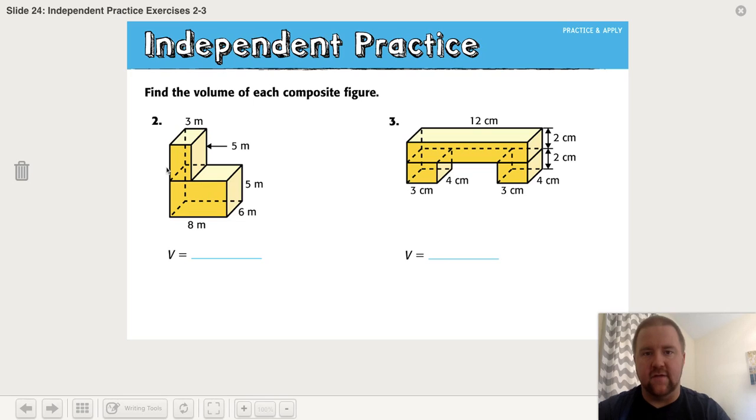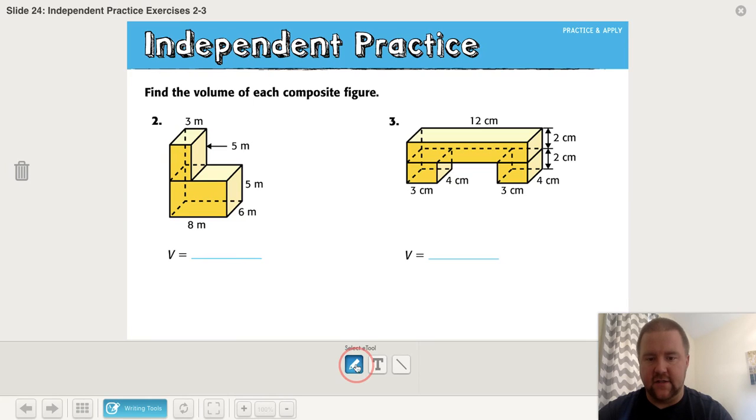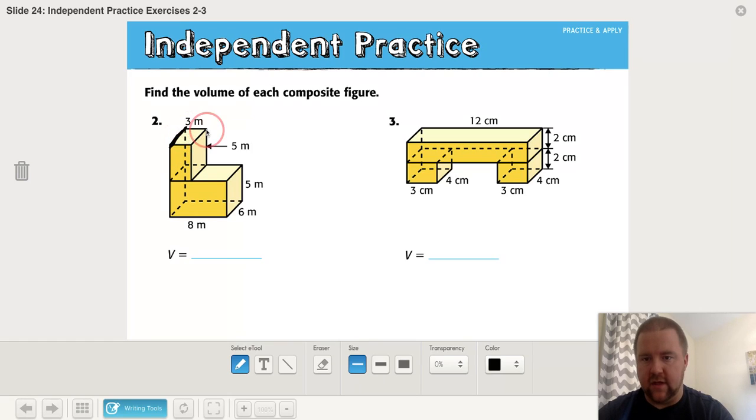This figure here has a length here, a height here, but doesn't have the width. One of the biggest things we have to understand when we're doing these problems is that this line here is equal to this line here because these are rectangles. So all the sides of a rectangular prism are equal. So this side is going to be equal to this side.